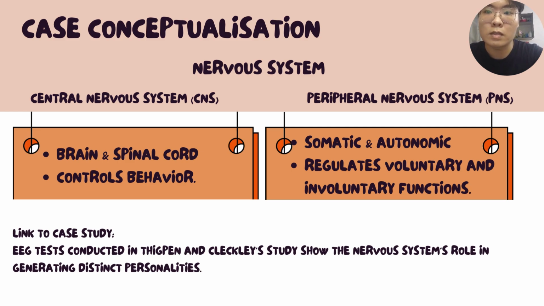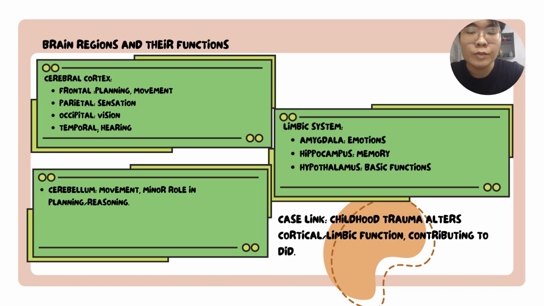The central nervous system, CNS, comprising the brain and spinal cord, and the peripheral nervous system, including the somatic and autonomic system, regulate behavior and psychological occurrence. EEG tests in the study demonstrate that distinct personalities in DID are linked to nervous system activity. Next, key brain regions like the cerebral cortex are responsible for movement, planning, and sensory processing, and the limbic system, which governs emotions and memory, such as the amygdala and hippocampus, plays a critical role in DID.